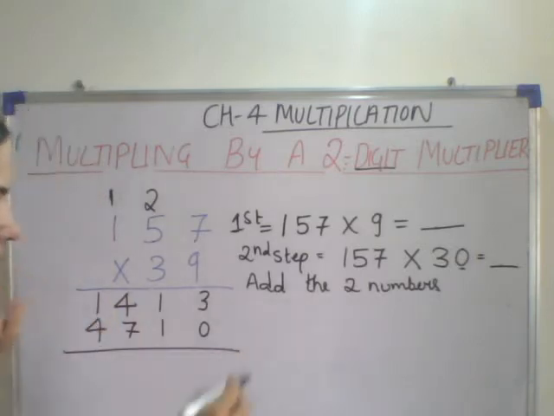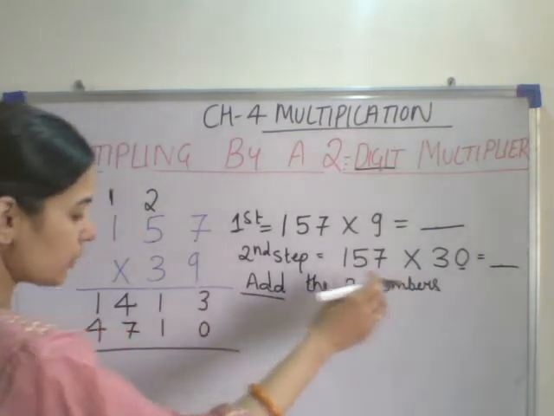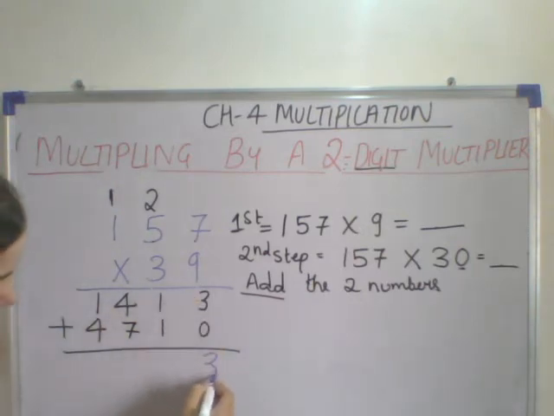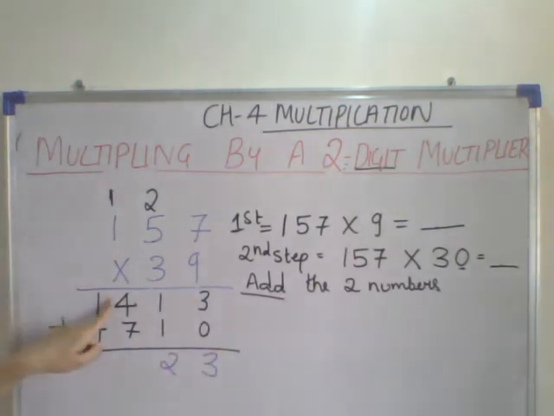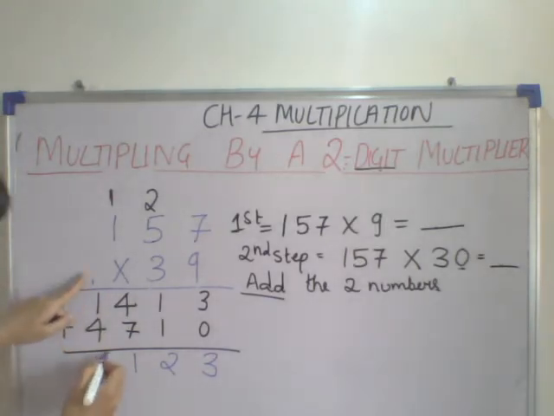Now at the last is our third step. In the third step, we have to add the 2 numbers. These are these 2 numbers. So if we add these 2 numbers, we'll be getting here 3, 2. Next is 4 plus 7 is 11, and 1 is carry here. So 4, 5 and 6.